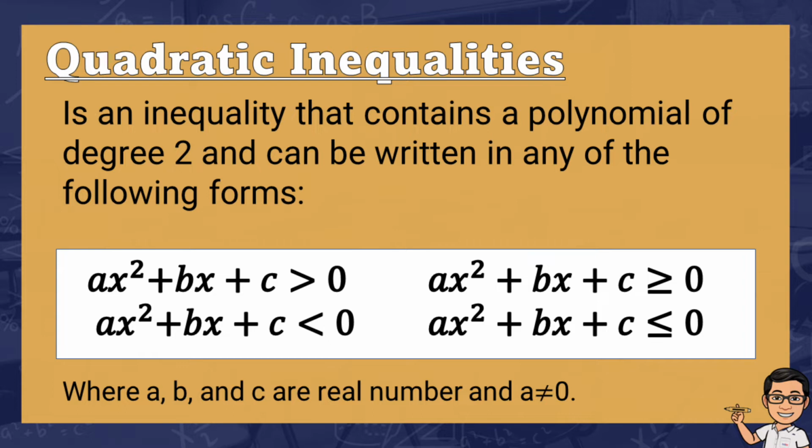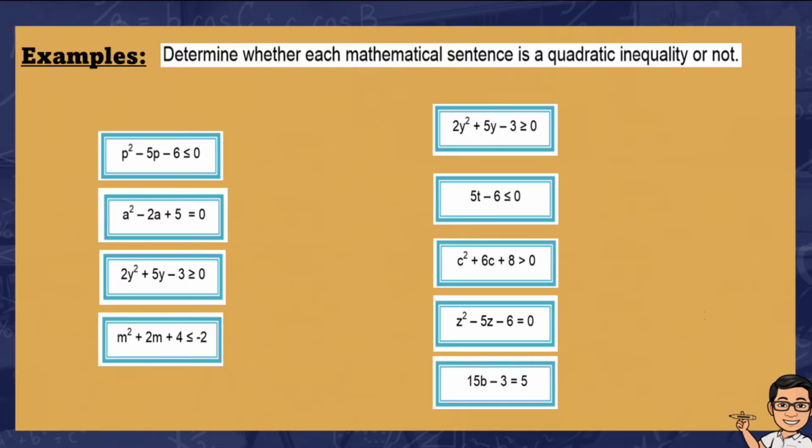Okay, so here are our examples. So determine whether each mathematical sentence is a quadratic inequality or not. Okay, so let's have number 1. P squared minus 5p minus 6 is less than or equal to 0. Is that a quadratic inequality or not? The answer is... Okay, very good. Quadratic inequality. Ang tanong, bakit siya naging quadratic inequality?